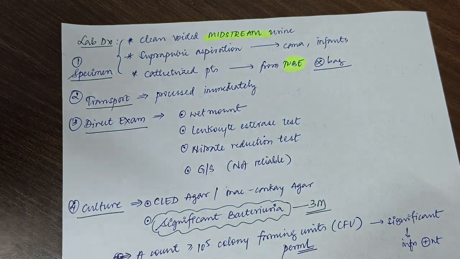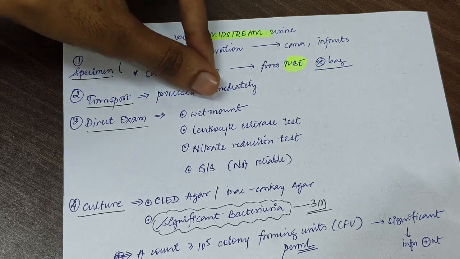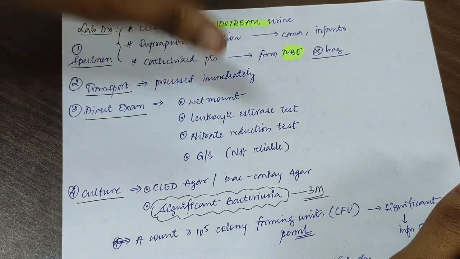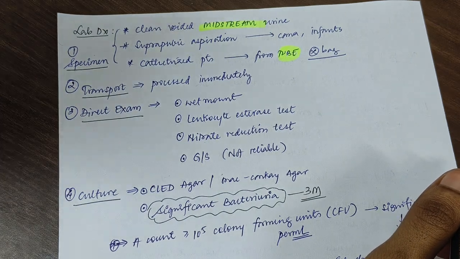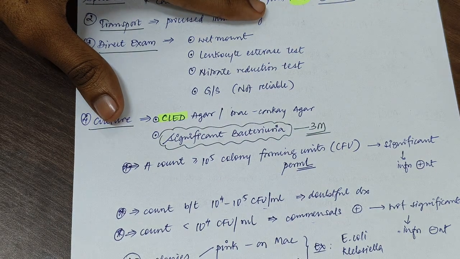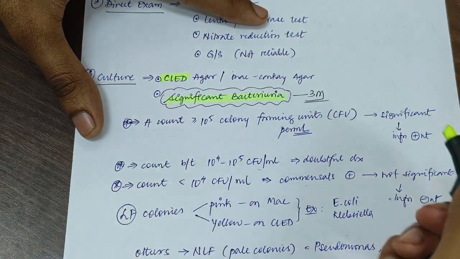Okay, processed immediately. Direct examination will reveal wet mount, leukocyte esterase test and nitrate reduction test, and gram stain. It is not reliable for urine specimens. Then culture, very specifically CLED agar more than MacConkey agar. Now I am going to tell significant bacteriuria.